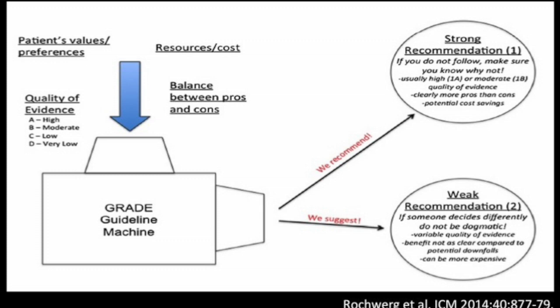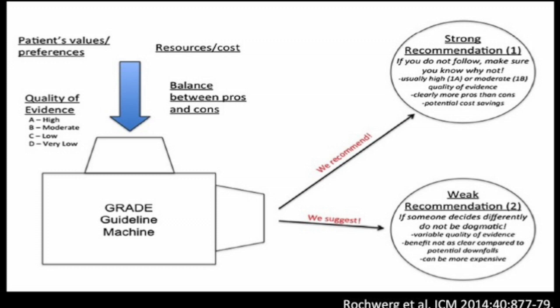So when you're talking about guidelines, you have to talk about the grade system, okay? The grade guideline machine, and I stole this slide unabashedly from my colleague Dr. Rochework, who is an intensivist at MAC. This machine incorporates quality of evidence, number one, but also patient's value and preferences, resources, and balances pros versus cons to come up with, is this a strong recommendation? You should all follow it or have a good reason why you're not. Or a weak recommendation, meaning if someone decides not to follow it, it doesn't matter so much, okay?